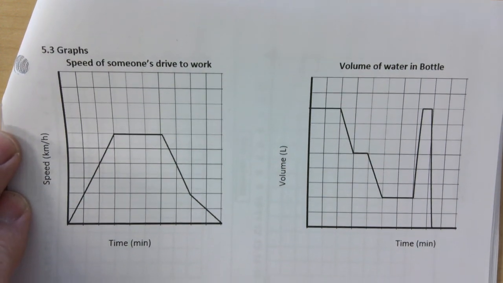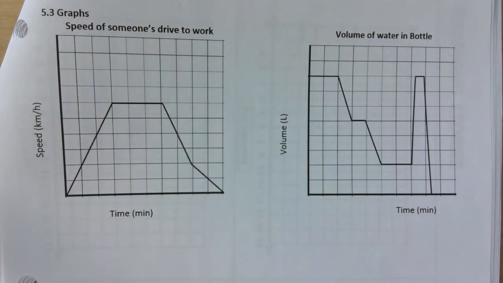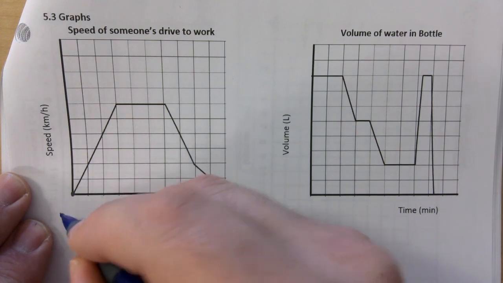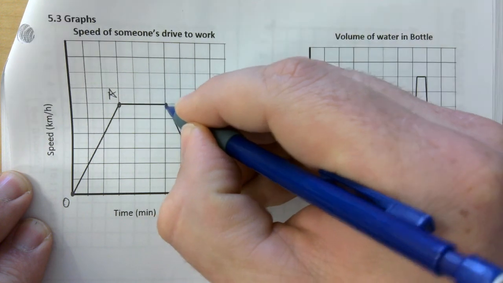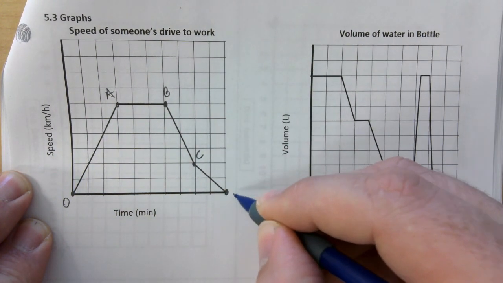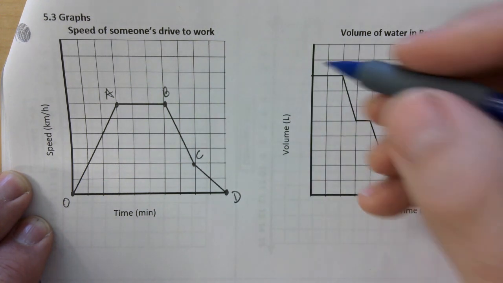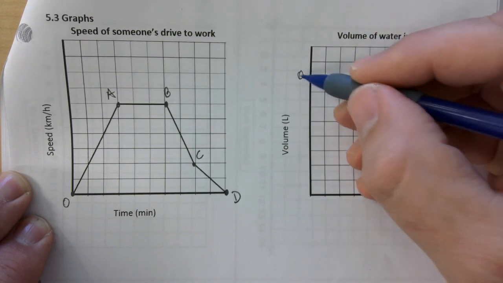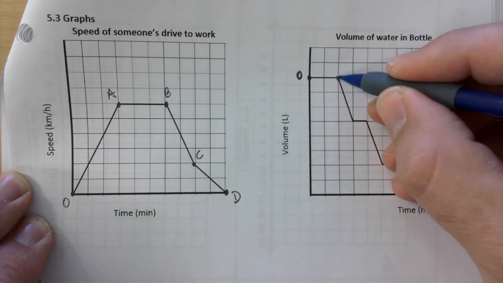I want you to take some time, and what we're going to do here is we're going to do the same thing here. We're going to go O, A, B, C, and D. This is on the next page, right? You should have that. So you always start with O as your starting origin, right? And then you go A.